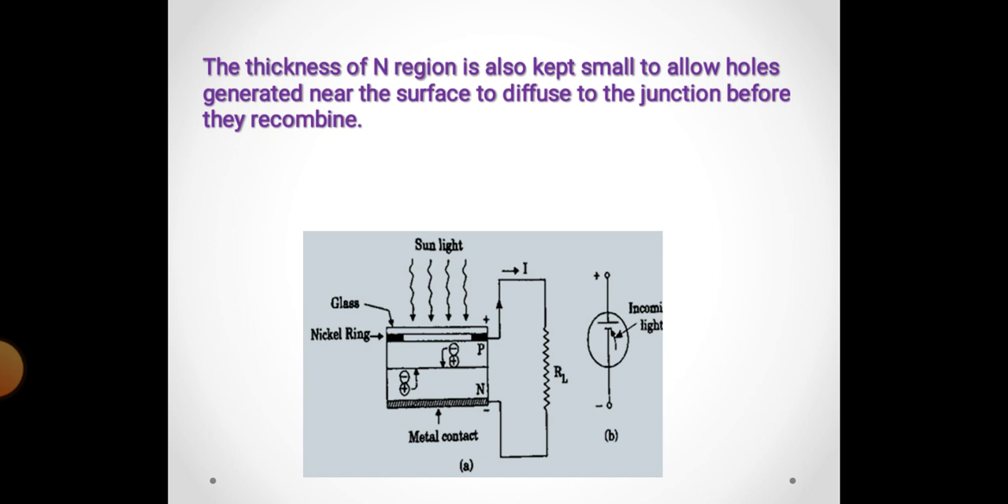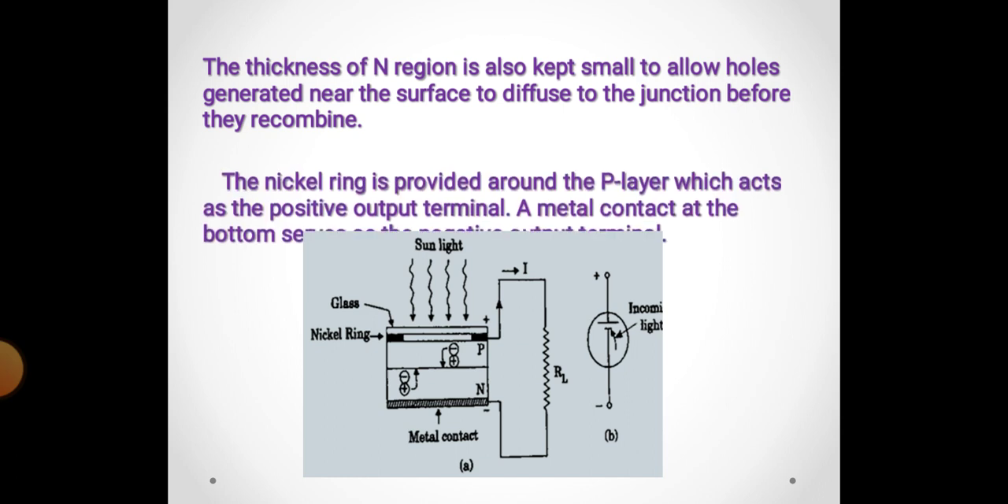Why? Because the electrons created in the P region and the holes created in the N region should diffuse to the junction before recombination. Otherwise, if they meet each other, they will recombine. To avoid that, we have to keep the thicknesses very small.